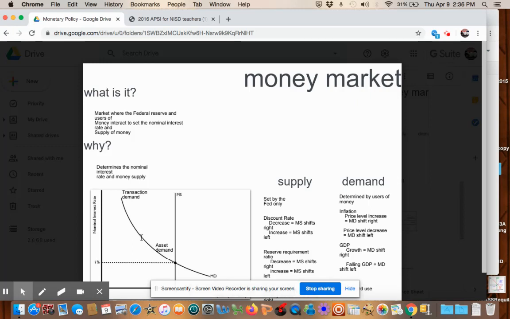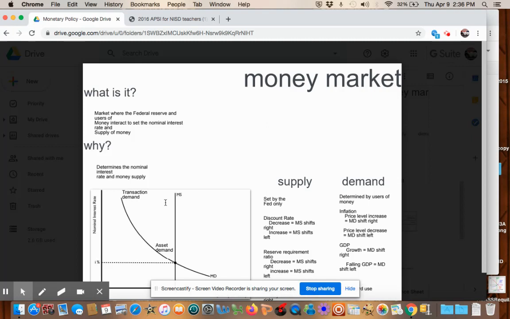Aggregate demand would decrease. Reserve requirement ratios, which we've talked about, if you lower them, banks can make out loans more easily. The money supply curve shifts to the right and increases, and you end up with a lower nominal interest rate. People are more likely to spend. If you increase the reserve requirement, the money supply curve will shift to the left, and you'll end up with a higher nominal interest rate.